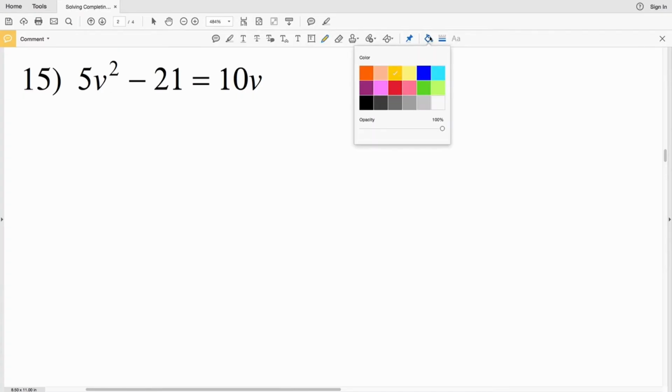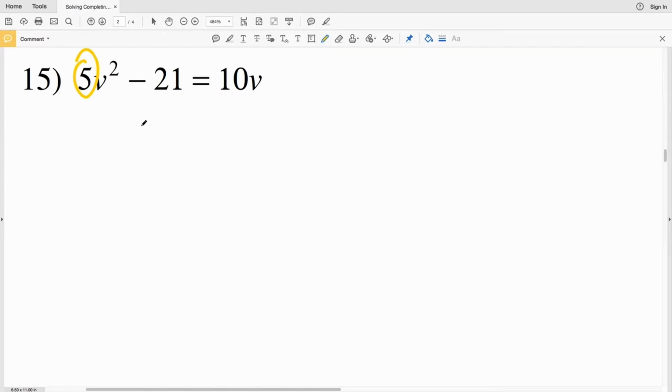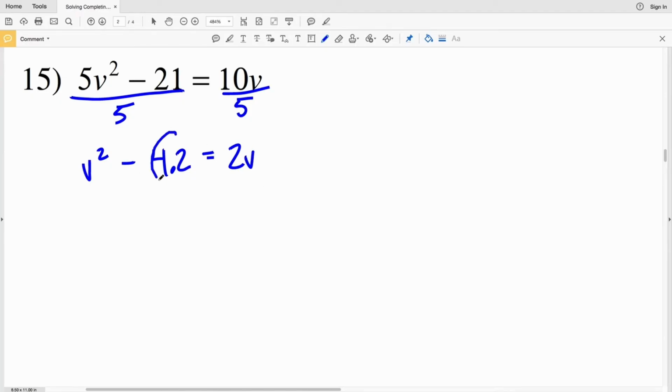In 15, we're switching things up a bit. Our a value is no longer 1. So what we're going to do is divide everything by a. So dividing the right-hand side by 5 and dividing the left-hand side by 5. 5v squared divided by 5 is v squared, or 1v squared, and then we're subtracting 21 over 5. So 21 divided by 5 in decimal form is 4.2, and that's going to equal 10v over 5, which is 2v. So again, 4.2 is 21 divided by 5.